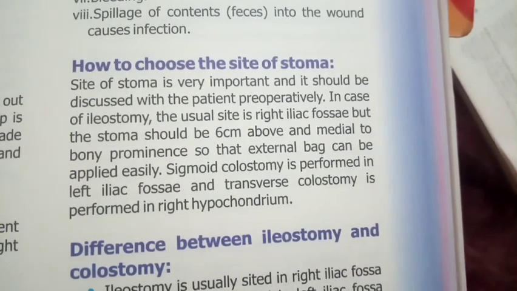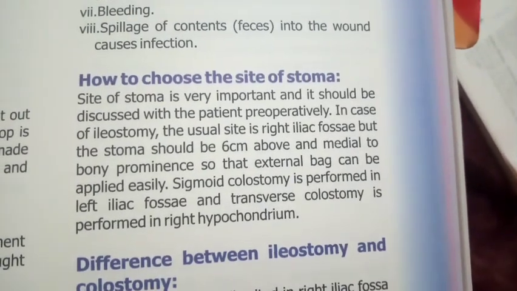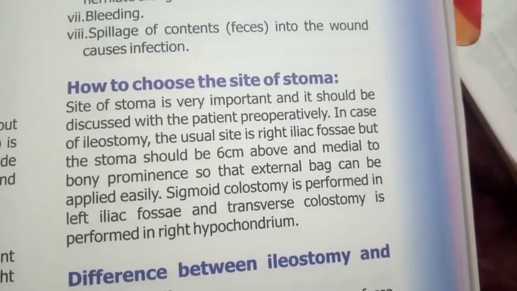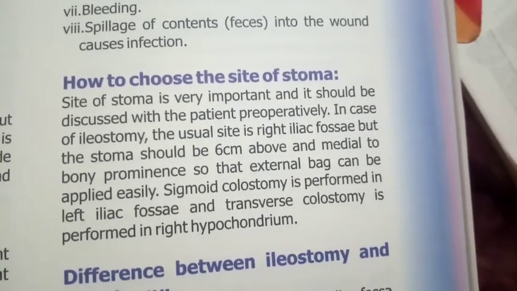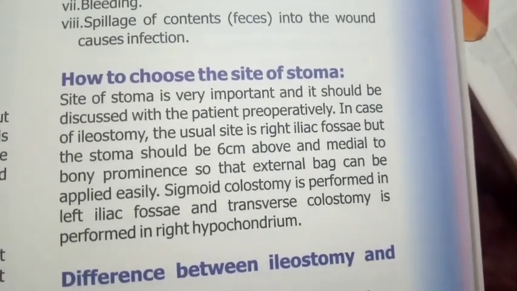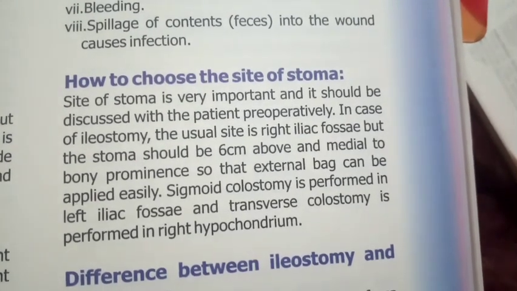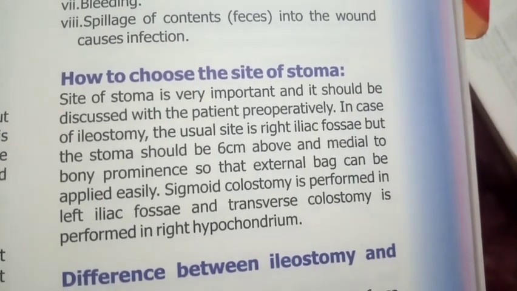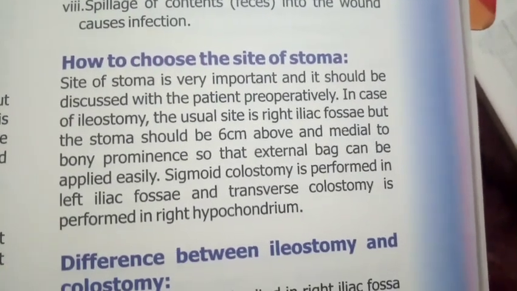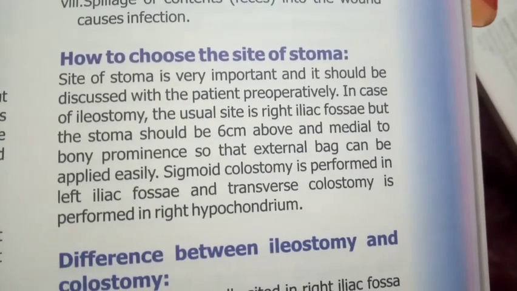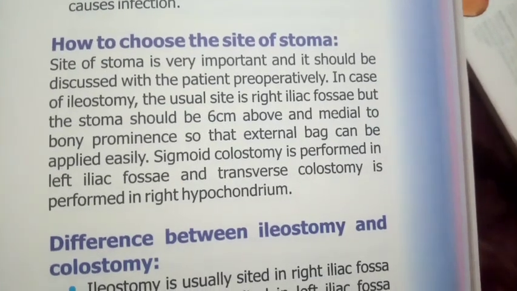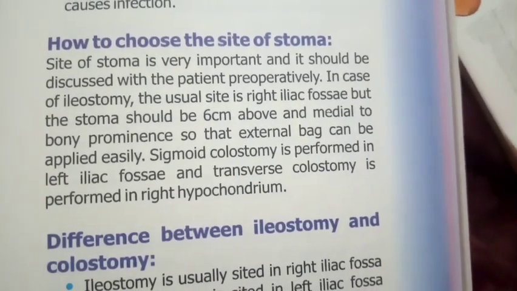How to choose a site of stoma? The site of stoma is very important and should be discussed with the patient preoperatively. In the case of ileostomy, the usual site is the right iliac fossa, but the stoma should be 6 cm above and medial to the bony prominence so that the external bag can be applied easily. Sigmoid colostomy is performed in the left iliac fossa, and transverse colostomy is performed in the right hypochondrium.